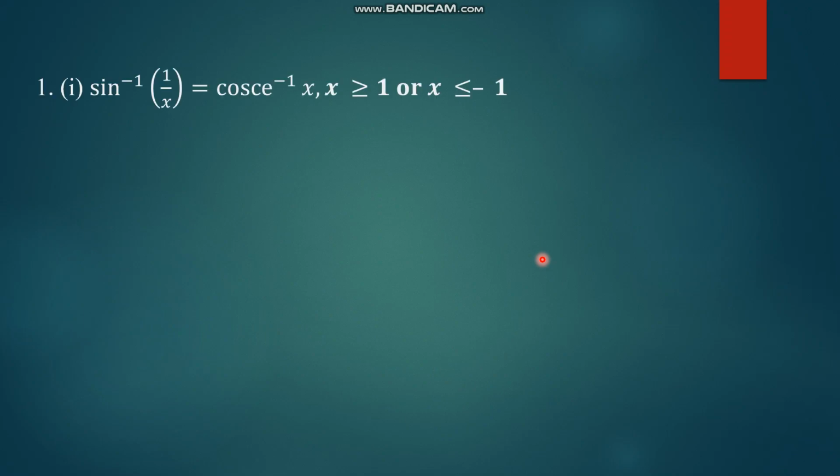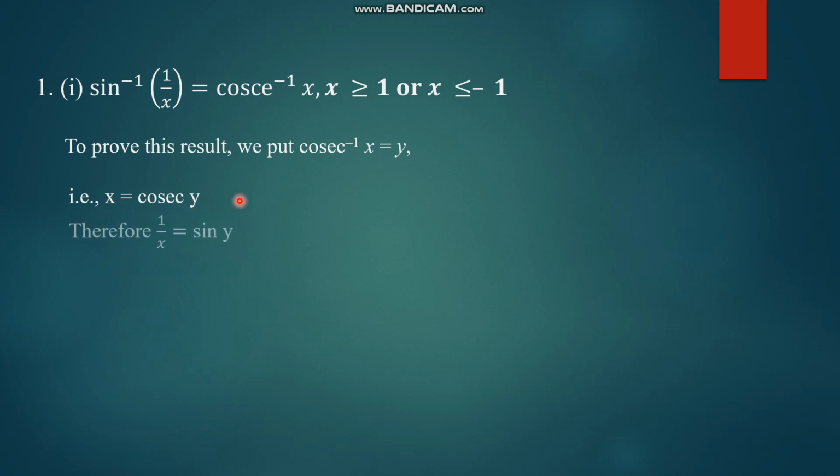Now let's take the first set of properties, which says sine inverse of 1 by x is equal to cosec inverse x, where x is greater than or equal to 1 or x is less than or equal to minus 1. We don't have to worry about the conditions. We have to just concentrate on the result. Now we will put cosec inverse x, which is the RHS, as y. When you put cosec inverse x equal to y, x will become cosec y.